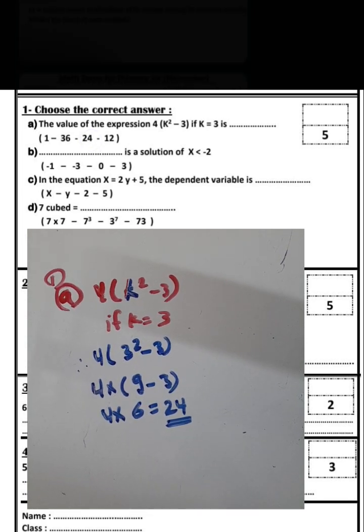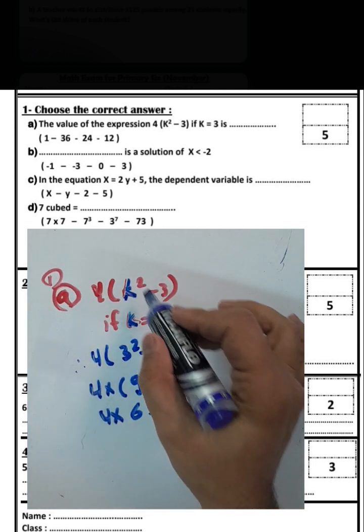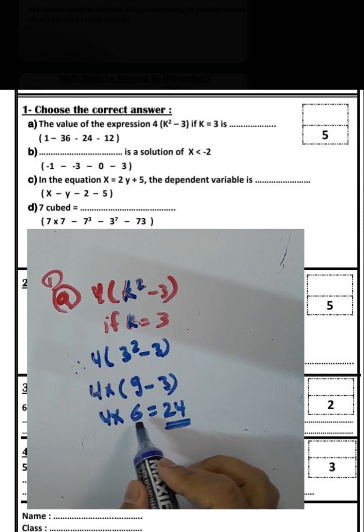Understood? Put k equals 3 here, and k power 2 will be 3 power 2, which is 9. 9 minus 3 equals 6. 4 times 6 is 24.